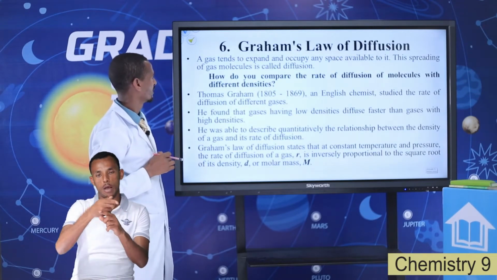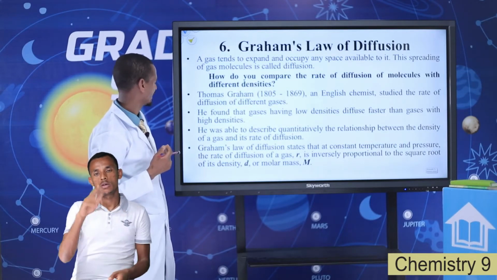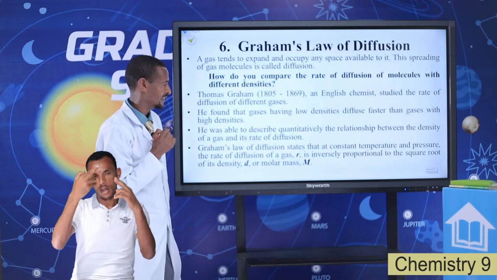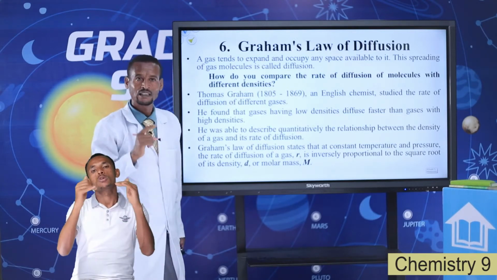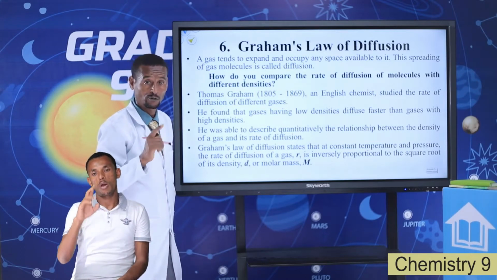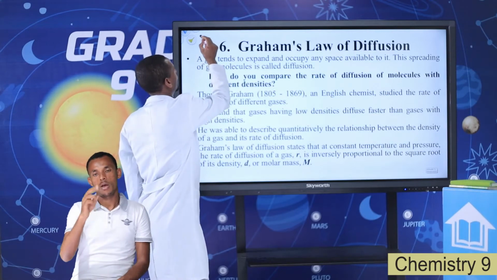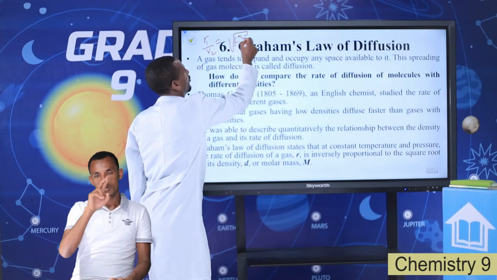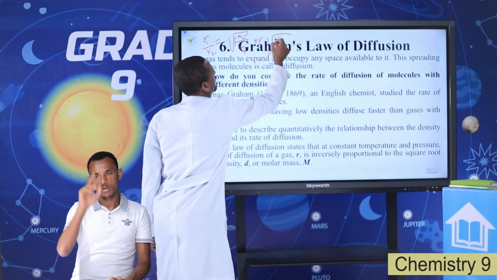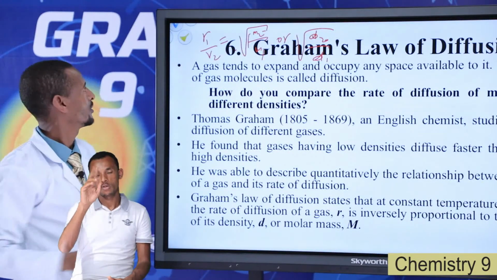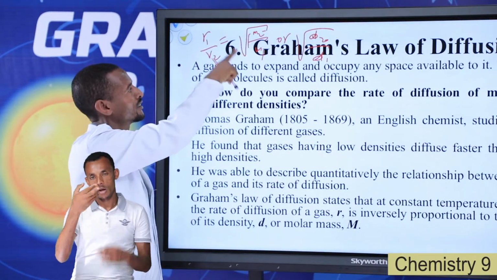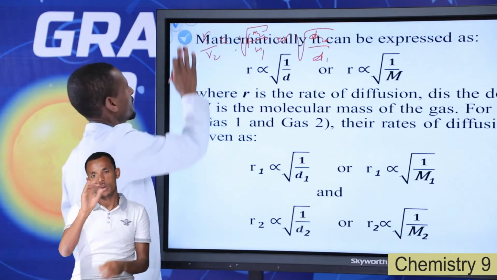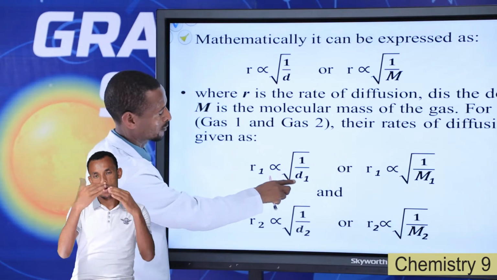Graham's law of diffusion. Graham's law of diffusion states that at constant temperature and pressure, the rate of diffusion of a gas, R, is inversely proportional to the square root of density or mass. Meaning R1 over R2 can be given as the square root of M2 over M1, or the square root of density 2 over density 1. So the rate of a gas is inversely proportional to the square root of mass or the square root of density, which is given here.